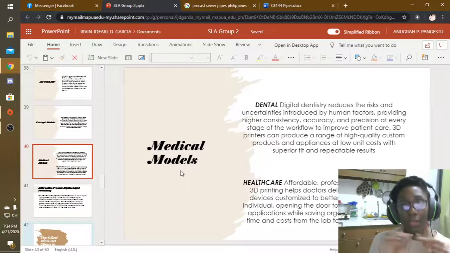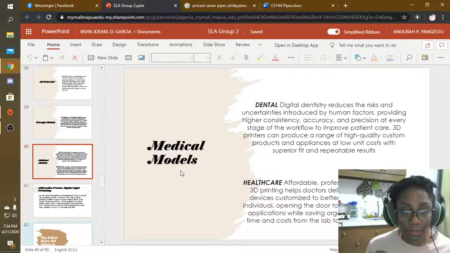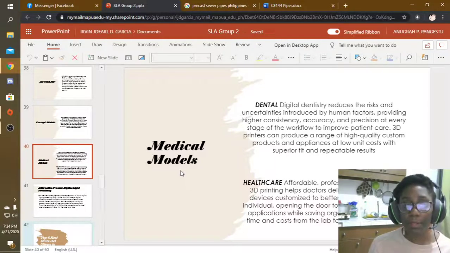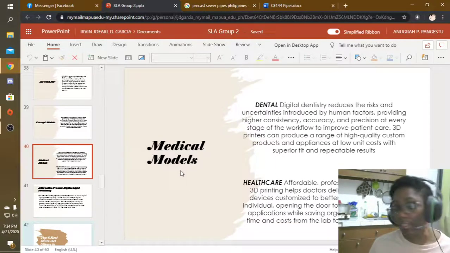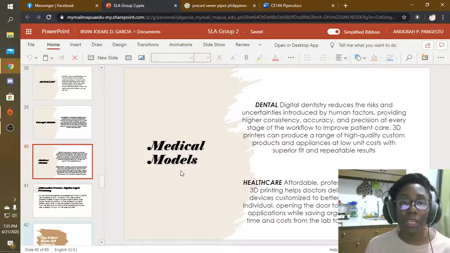Now, the next one is healthcare. Affordable, professional grade desktop 3D printing helps doctors deliver treatment and devices customized to better serve each unique individual, opening the door to high impact medical applications while saving organizations significant time and cost from the lab to the operating room. Just explained that. My prof already explained this, and with the example he gave, I was really amazed, first of all.